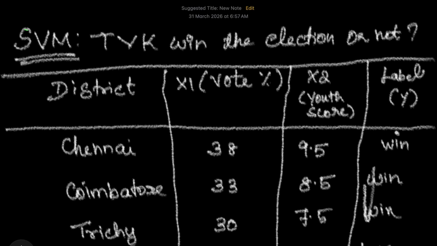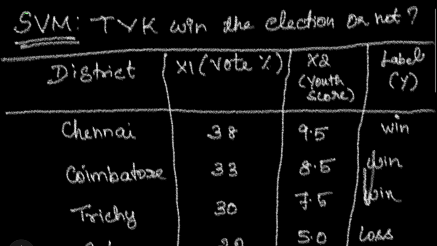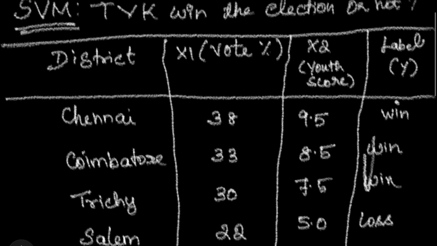So in this session we will be discussing a solved example for support vector machine. Here in this example we have a data set in which we have three features. One is district, the next one is x1 which represents vote percentage, and x2 represents youth score, and finally we have the label outcome as y.